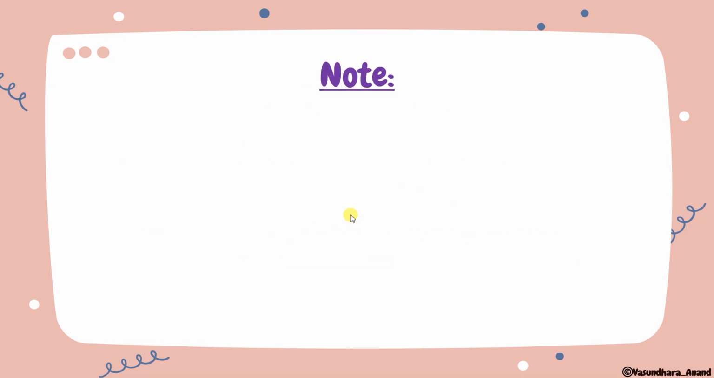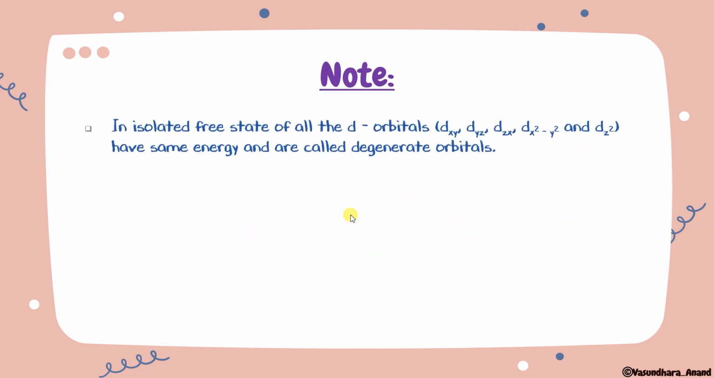That's it. Now note that in the isolated free state, we have five d orbitals: dxy, dyz, dzx, dx square minus y square, and dz square. These five d orbitals have the same energy level, and that's why they are called degenerate orbitals. You have already done this in chapter 2 of class 11. They are called degenerate because they have the same energy level.